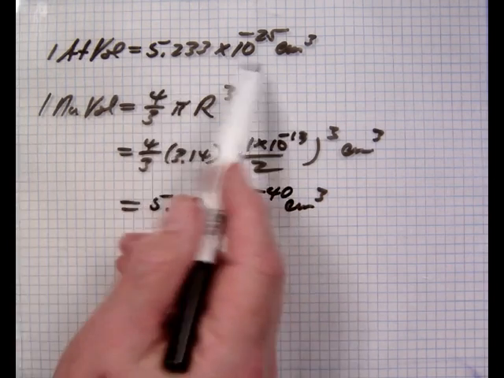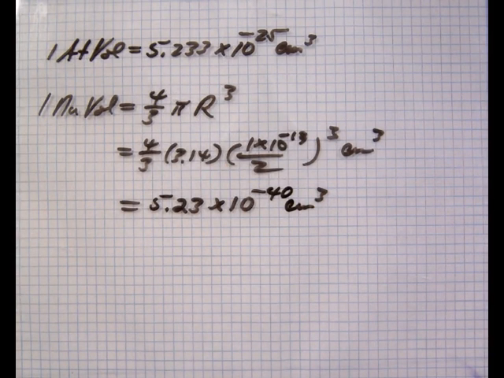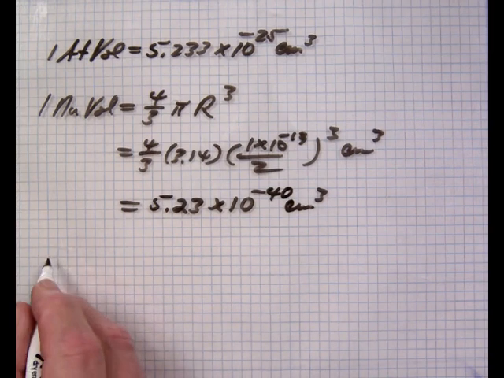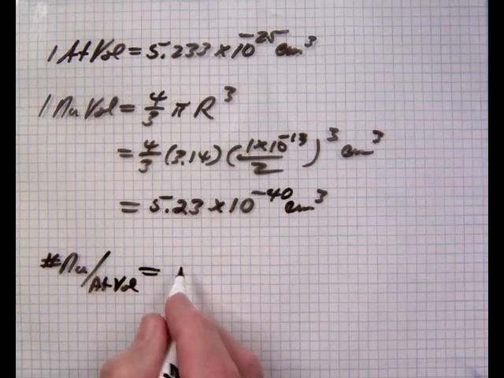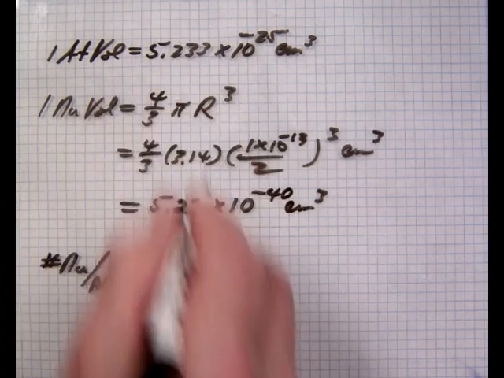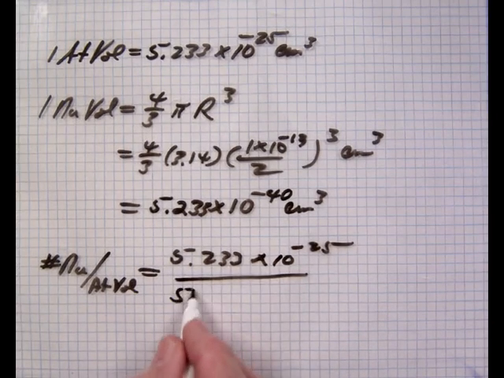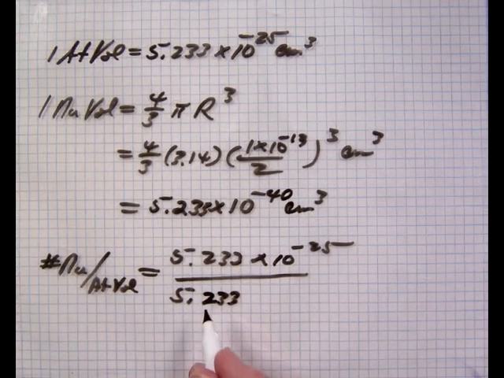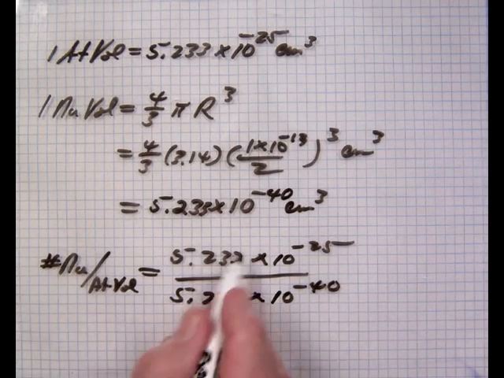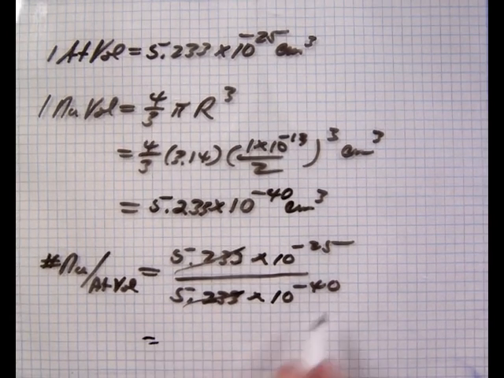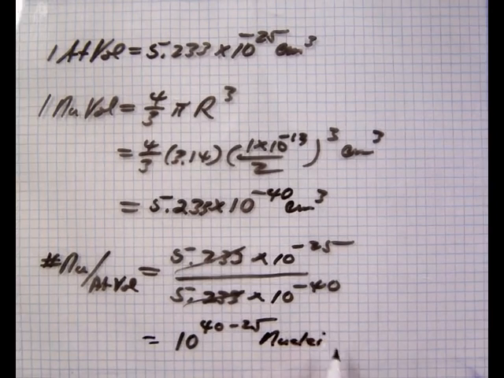One atomic volume is this number, and one nuclear volume, I went ahead and ran it out using the standard spherical volume equation like this. So the number of nuclei per atomic volume would be 5.23 times 10 to the minus 25 divided by 5.233 times 10 to the minus 40. Of course, these drop out, so it's really a differential between 40 and 25, so 10 to the 40 minus 25 nuclei per atomic volume.